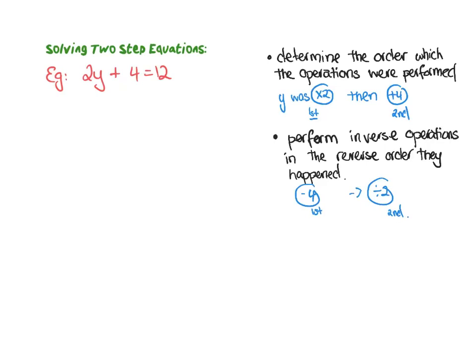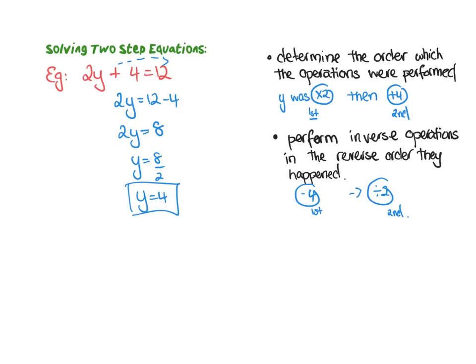So if we go over to our example, 2y, I'm going to move the 4 over first. So we'll get 12 minus 4. So we get 2y equals 8. And then I'll do the dividing. So 8 divided by 2. So we get y equals 4. We just need to go in the opposite way of what happened. So we'll do another example.